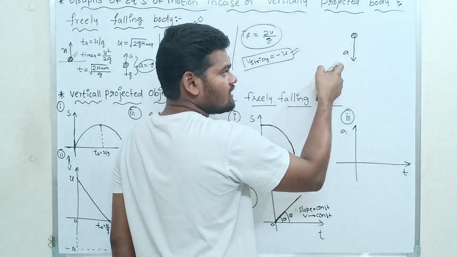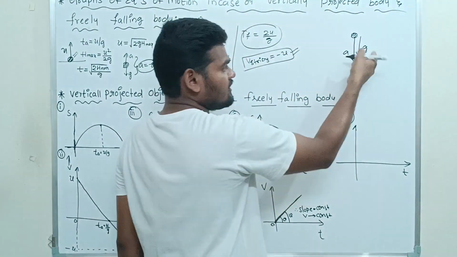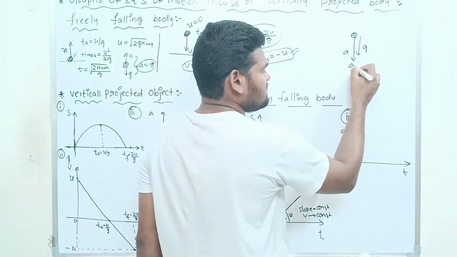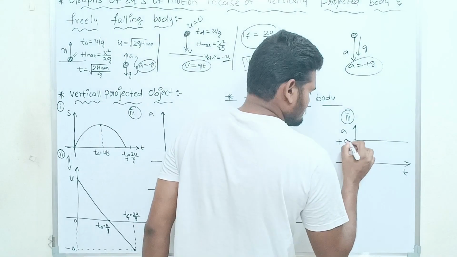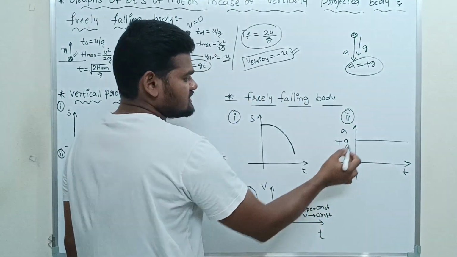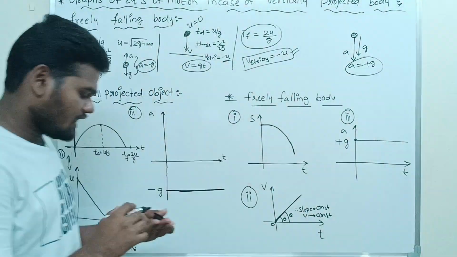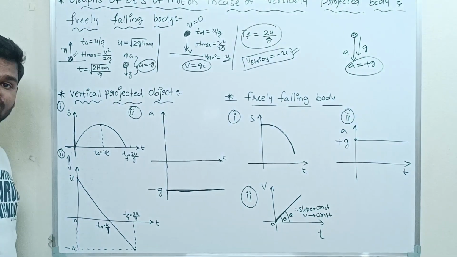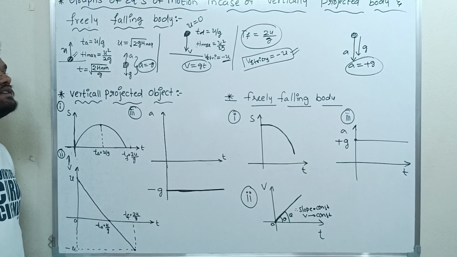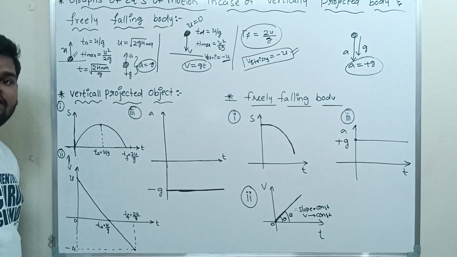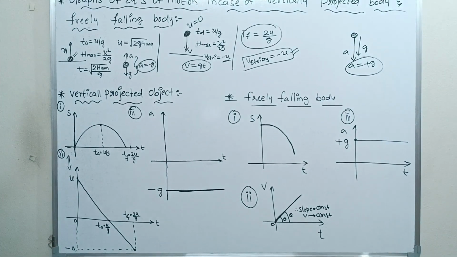This is the acceleration of the object, and the acceleration due to gravity on the object is also in the same direction. Therefore, we can write a equals plus g, and it is constant. This is the acceleration versus time graph. Are you getting it? Any doubts? Okay, so pause the video and write the notes. 3, 2, 1, go.